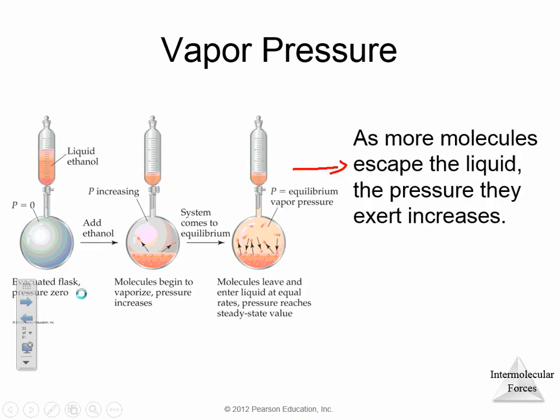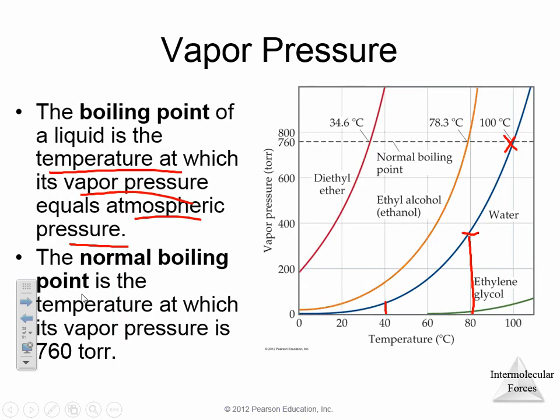It affects boiling. The boiling point of any liquid is the temperature at which the vapor pressure equals the atmospheric pressure. Now, the normal boiling point is the temperature at which the vapor pressure is 760 torr.